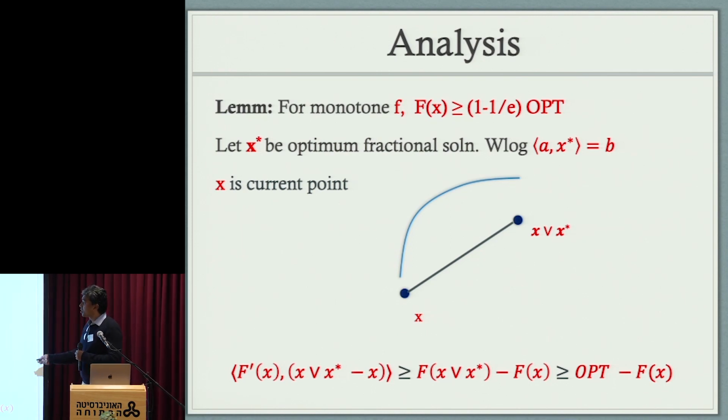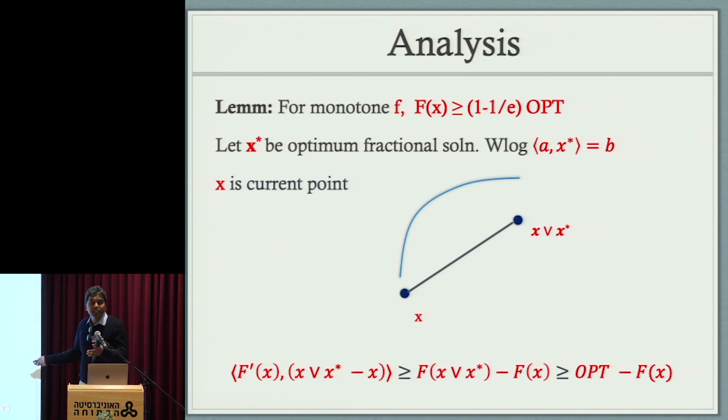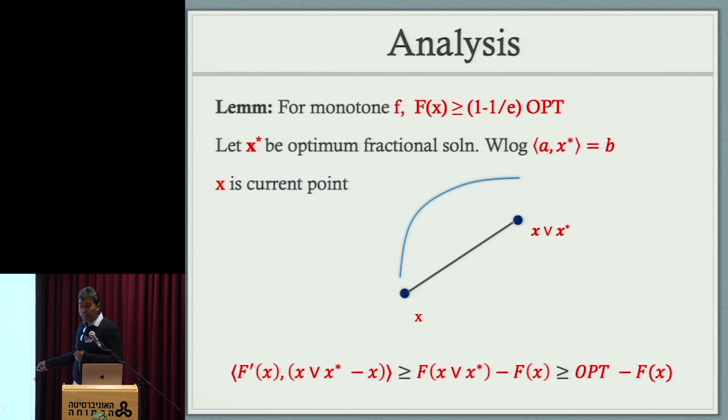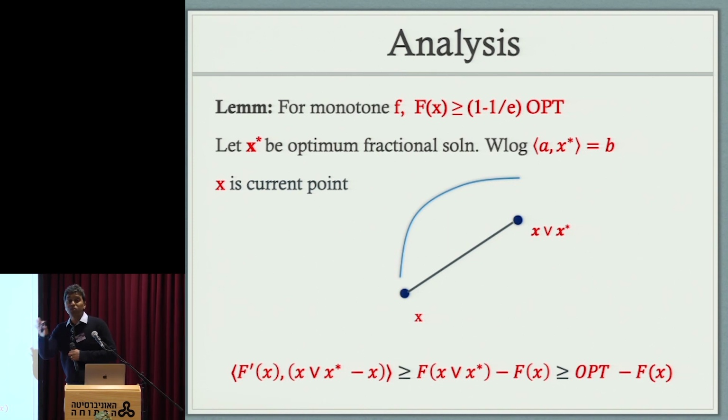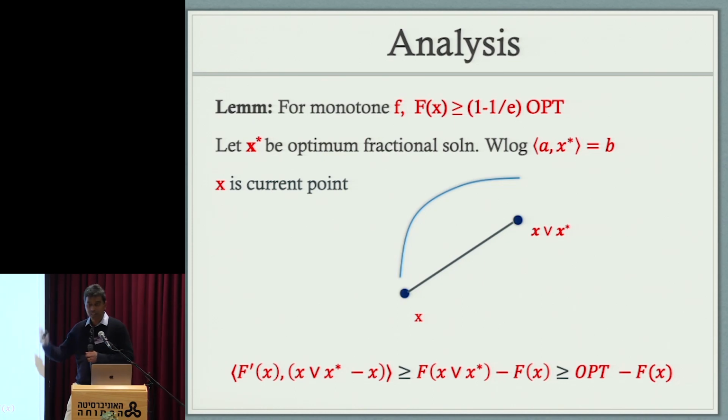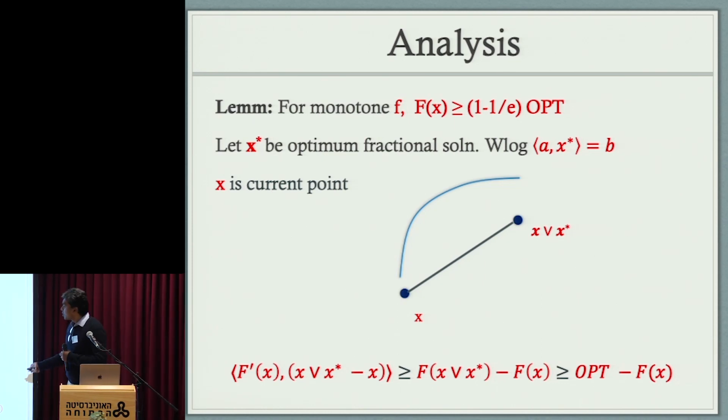Now let's do that. So what is the key thing? That is submodularity, basically. Your X is your current point. Let X star be the optimum point. And by the way, I'm only going to work on monotone functions for this talk. I'm not going to worry about non-monotone functions. I forgot to say that. So you're at X. X star is the optimum point. I don't know that.